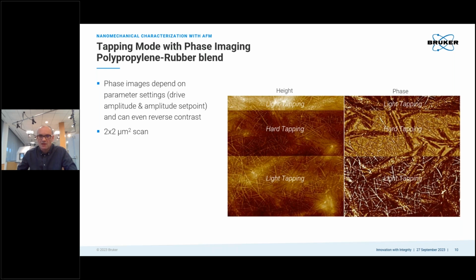So if we start to think of translating those types of phase images into adhesion and quantitative mechanical properties, parameters will obviously be a very important condition and might actually be a showstopper.